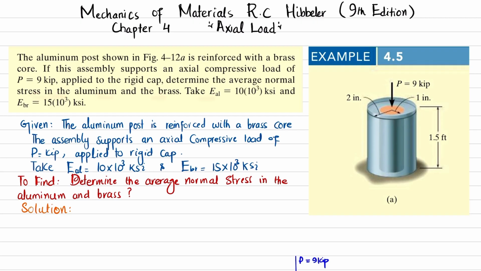determine the average normal stress in the aluminum and brass. Take the modulus of elasticity of aluminum as 10 into 10 raised to power 3 ksi, and for brass it's 15 into 10 raised to power 3 ksi.